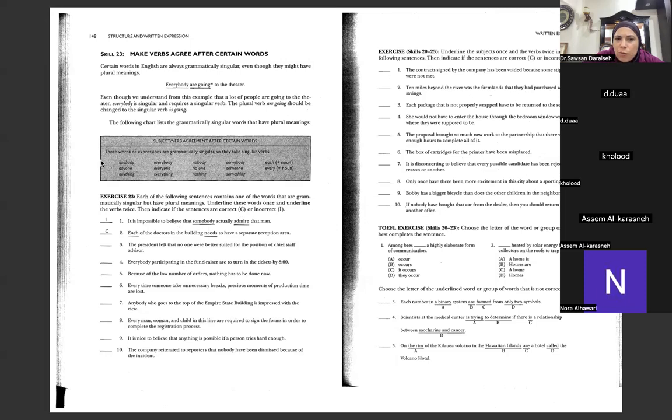Many people make mistakes with these, thinking that because they refer to a group, like everybody, everyone, everything, all right? They think that since they refer to more than one person, they themselves are plural. No, these are singular. Okay? They contain a group, but the word itself is singular in form and is treated as singular.